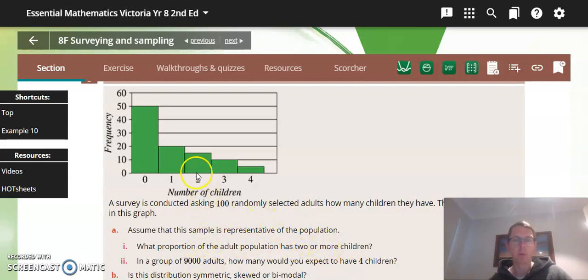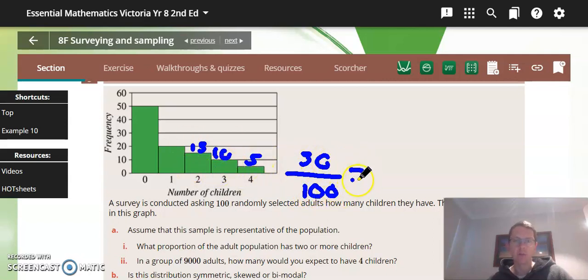Well, if this is the population, we're saying has 2 or more, so that includes 2. If you think about it, now we've got to add these up. The easiest way to do this is I always just put a bit of a mark on the top. So we've got 15, we've got 10 here, and then we've got 5 here. So how many do I have in total? I've got 20, 30. I've got 30. Now, don't forget there was 100 randomly chosen out of this survey. So 30 out of 100 adults in the survey got 2 or more children.